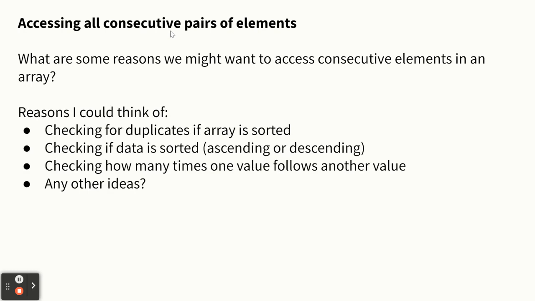Here's reasons I could think of. You could check for duplicates if it was sorted. If two ever were next to each other and they were the same, then you found a duplicate. You could check if the data is sorted. You could be given a bunch of data and then you could say this is sorted, because if you checked every two and in all cases the first one was either less than or equal to the second one, that means it's sorted. You could also do something like, hey, tell me how many times the number 7 is followed by number 5. You know, anybody have any other thoughts?